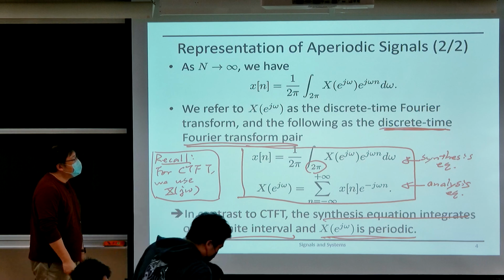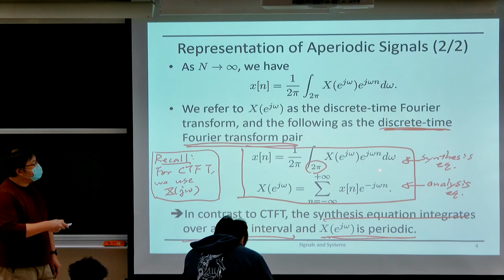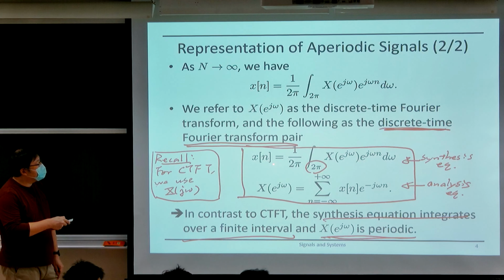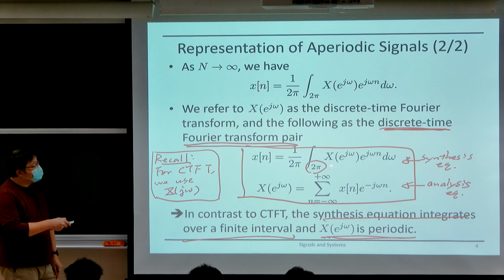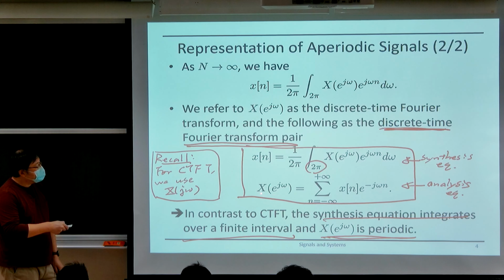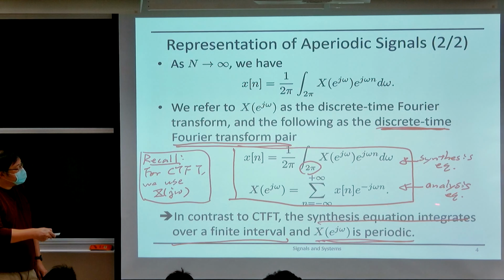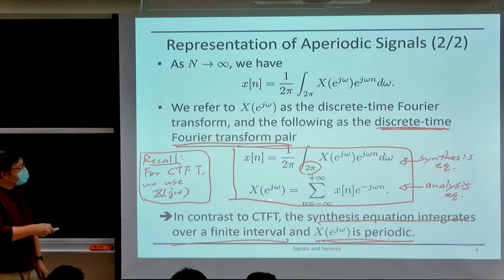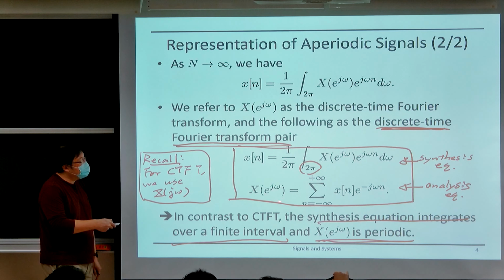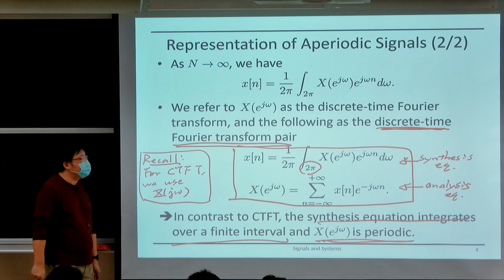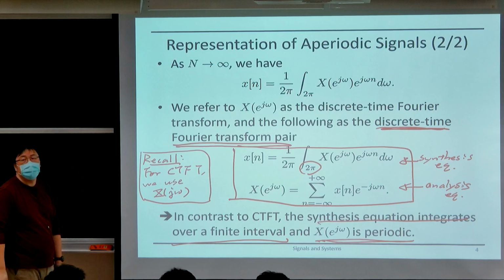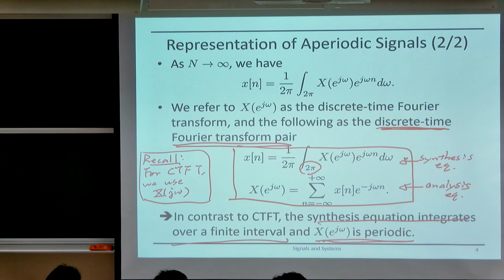This is called the synthesis equation because you can synthesize the signal x[n] through this continuum linear combination of frequency components. And this discrete-time Fourier transform is called the analysis equation because you can use it to extract how much of the frequency omega is embedded within the signal x[n]. So this is your discrete-time Fourier transform pair.